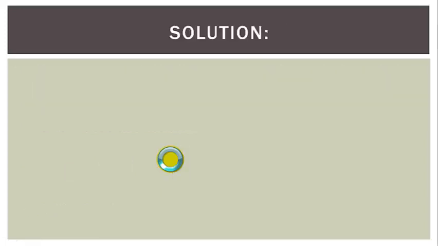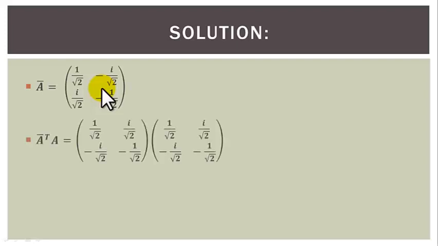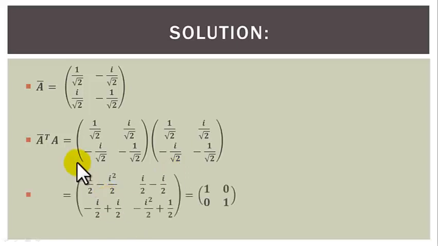Solution. First, let us take the conjugate of our A. This is the A conjugate. We transpose it and then multiply by A. This is the transpose of A conjugate, then multiplying by A. As we shall see later on how to multiply matrices, we multiply rows by columns. So multiplying, we will obtain this.